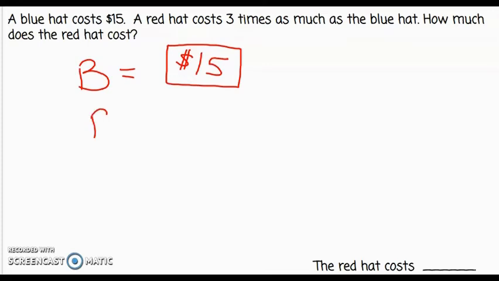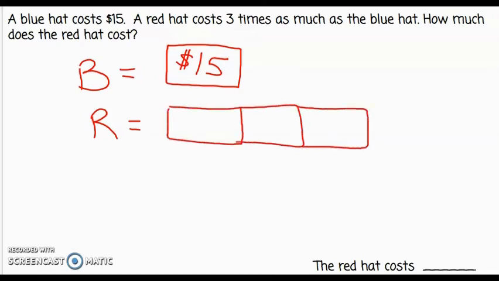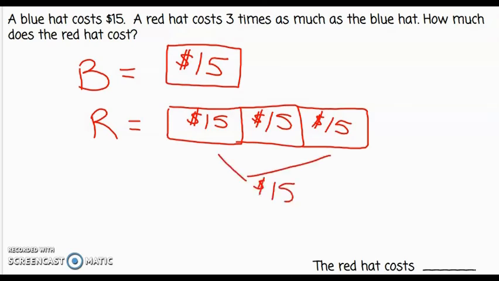Then I know that the red hat costs 3 times as much as the blue hat. So if I create a tape diagram for the red hat, I'm going to create a tape diagram that is 3 times as much as the blue hat. And each one of the parts would be worth $15. So here I'm looking at how much the red hat costs. In order to solve this, I need to know what $15 times 3 would be equal to, and I would find out that the red hat costs $45.